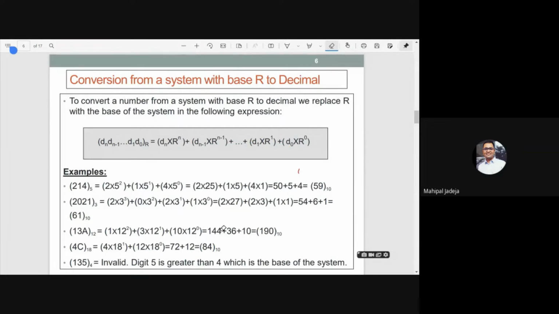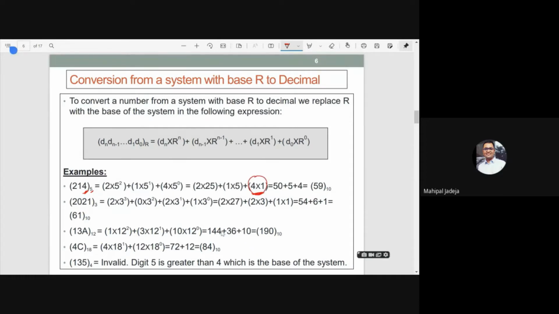So what is the idea of this formula? Every time we start with the least significant digit. The least significant digit is 4. We multiply 4 with the underlying base raised to 0, that is 5 raised to 0, which is nothing but 1. So this is my first term.